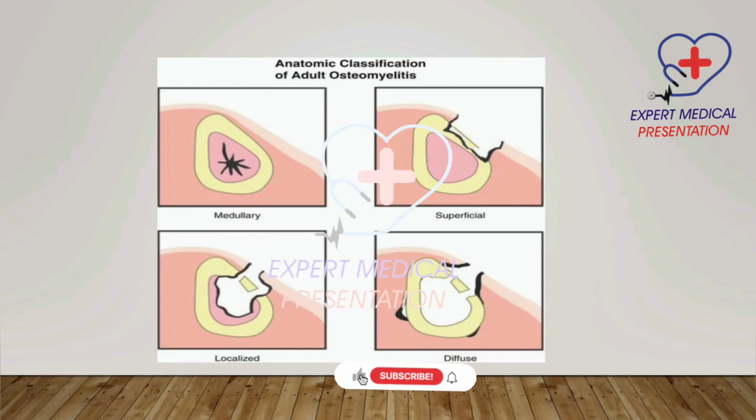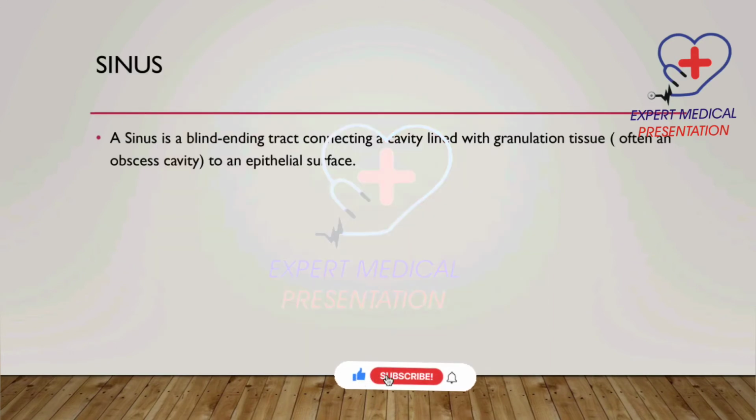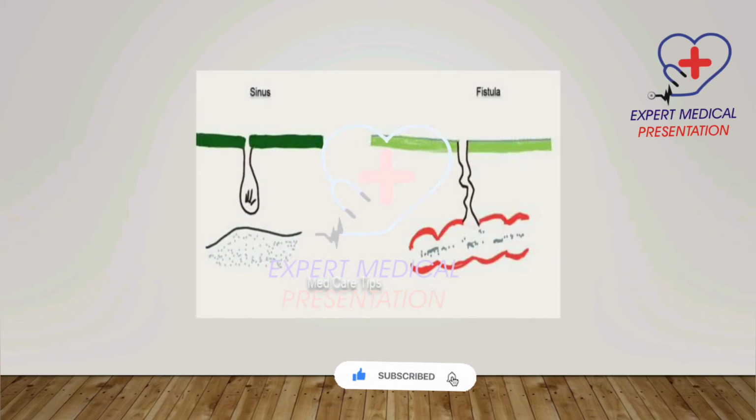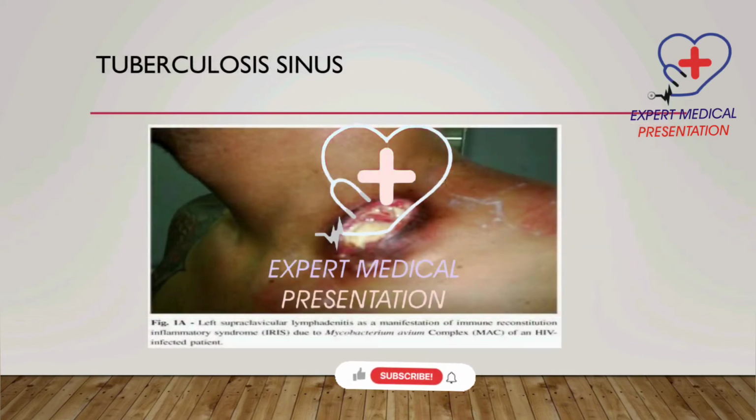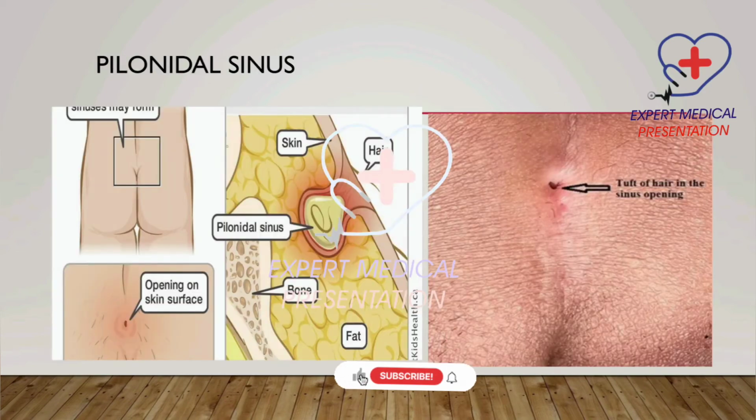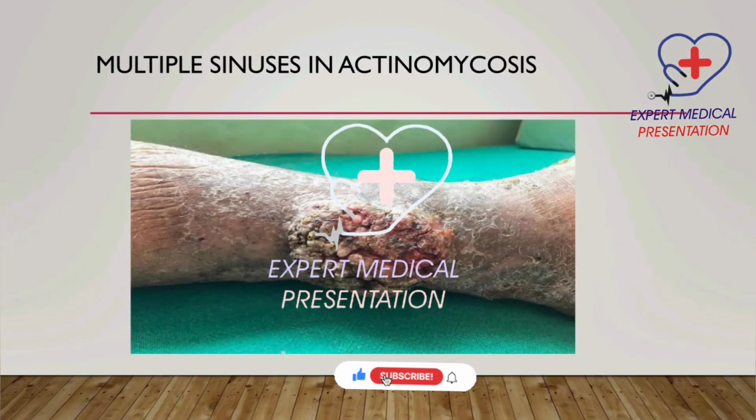Sinus. A sinus is a blind-ending tract connecting a cavity lined with granulation tissue, often an abscess cavity, to an epithelial surface. Causes of sinuses: tuberculosis sinus, pilonidal sinus, multiple sinuses in actinomycosis, periauricular sinus.